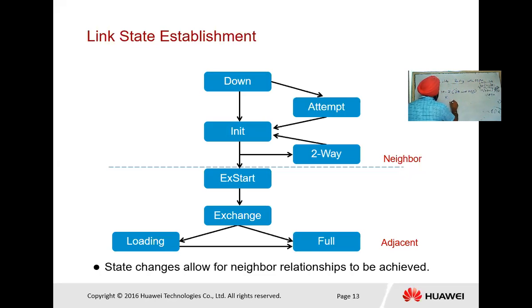What will be inside the hello packet? The router ID and area ID. So what does area ID mean? The area ID should be the same, and then they become neighbors. It is possible that both neighbors have the same area ID, but the router ID is always unique. And after two-way is done, then the DR election happens.